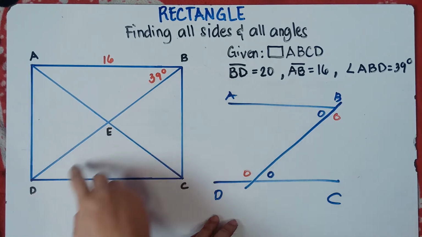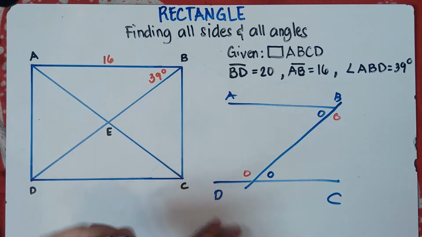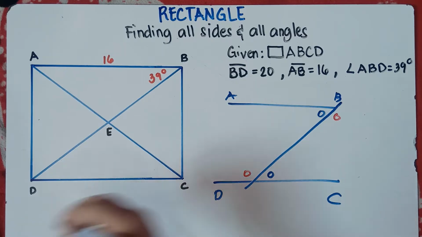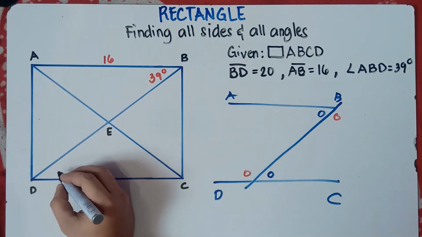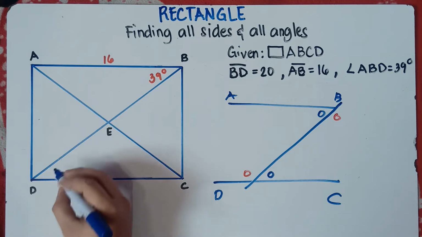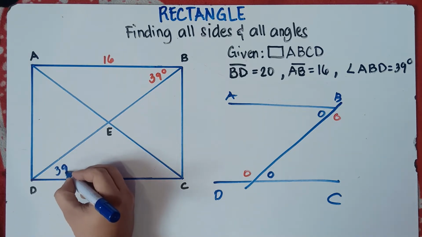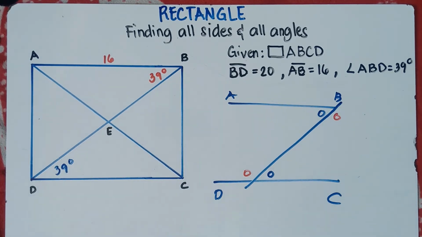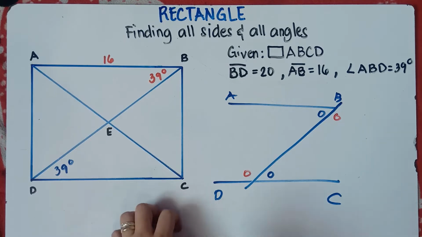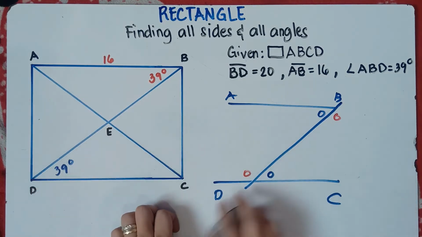So if this is 39, this is also 39 degrees. Why is that, sir? Alternate interior angles are congruent. So this will be 39 degrees. We're done with the first angle. So next, we find this angle right here. What would be that angle, class?